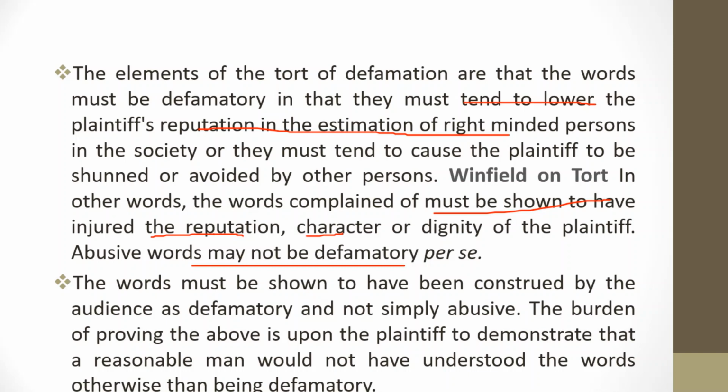Moving ahead, these words must be shown to have been construed by the audience as defamatory and not simply abusive. Again, just to emphasize that when you make a statement that is considered defamatory, it must be interpreted by the audience, as the public, as actually defamatory and not simply abusive.